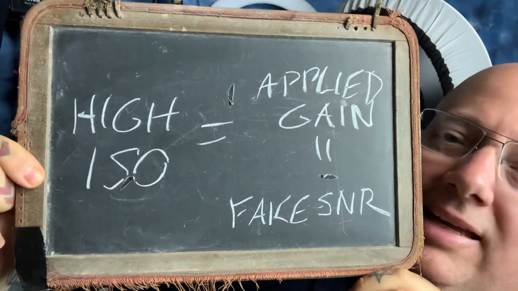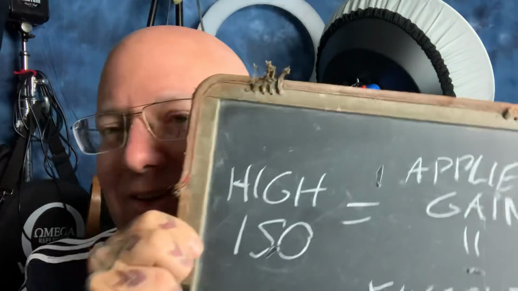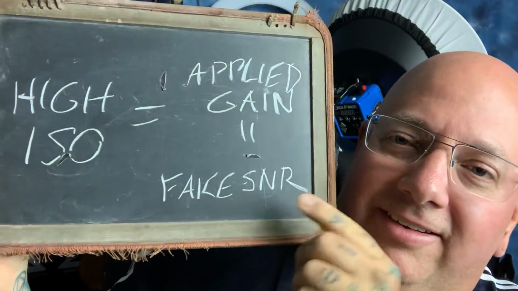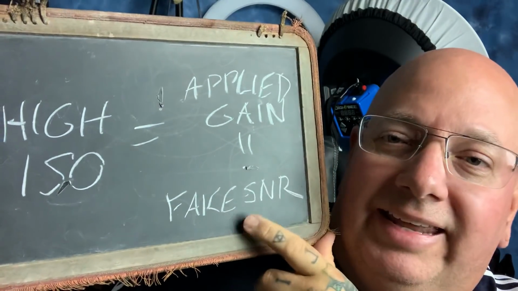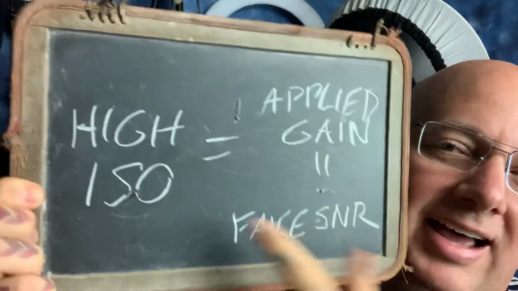High ISO equals applied gain, because all ISO in digital photography is applied after the shot has been captured. Let me repeat that, since it's so very, very important. All ISO in digital photography is applied gain, and it means it's occurring after the shot has been captured. Here we go. This is bad or fake SNR. High ISO is equal to noise.